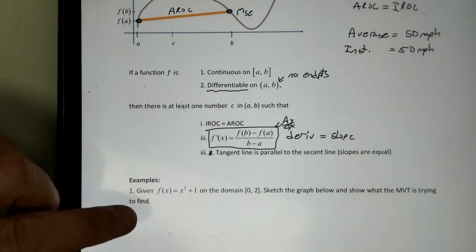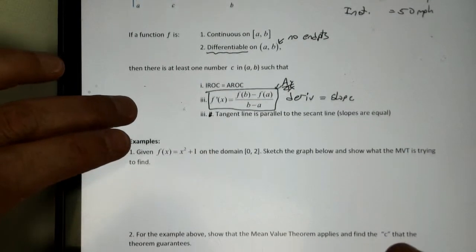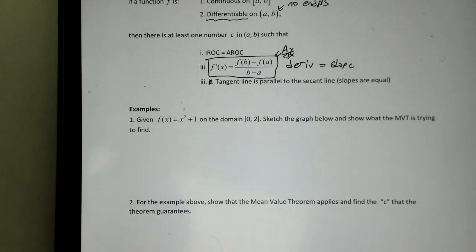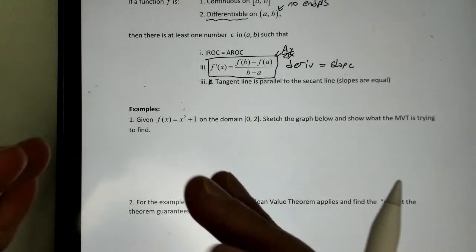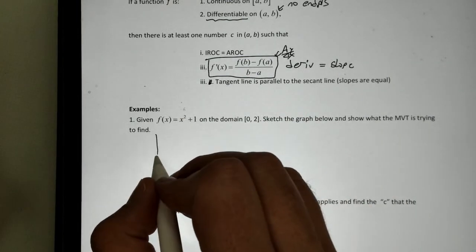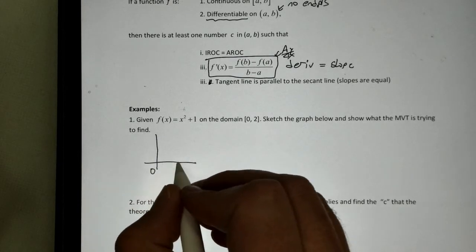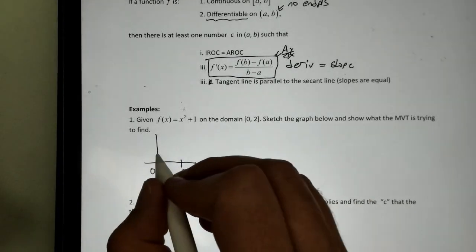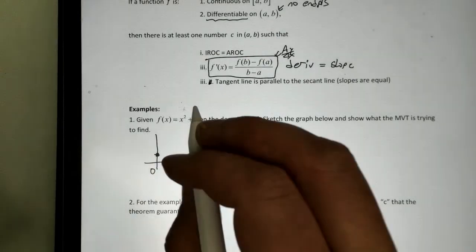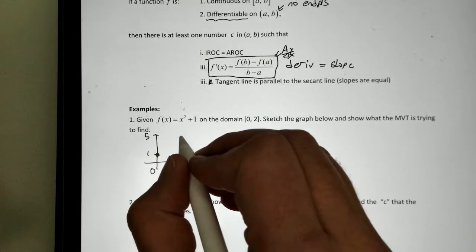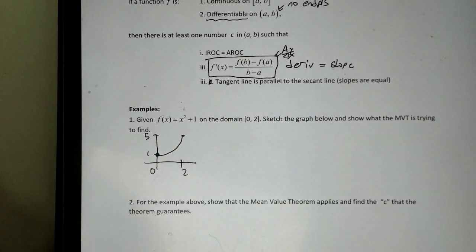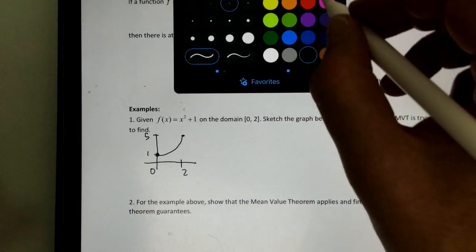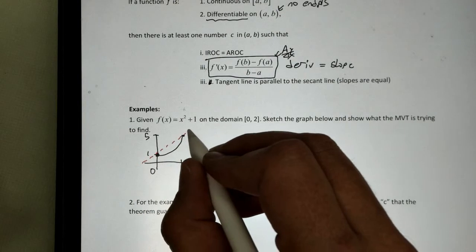So let's look at an example here. Let's kind of see how we really apply this. Let's say we are given a function, f of x equals x squared plus 1, and we're on some domain 0 to 2. Let's sketch the graph below and show what the MVT is trying to tell us. So I am going to sketch this graph, the parabola, on the domain 0 to 2. If I plug in 0, I'm going to get 1. That's pretty easy to do. If we plug in 2, we're going to get 5. This is a parabola, so it's kind of a smooth function, just like butter. I can connect these 2 points, like so.